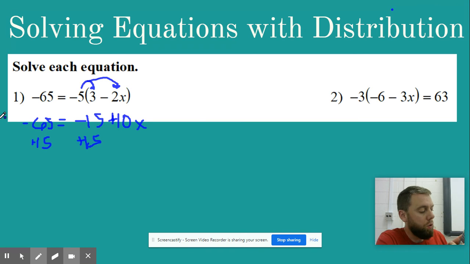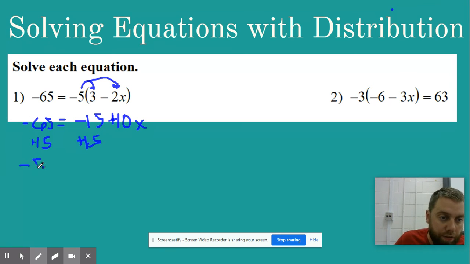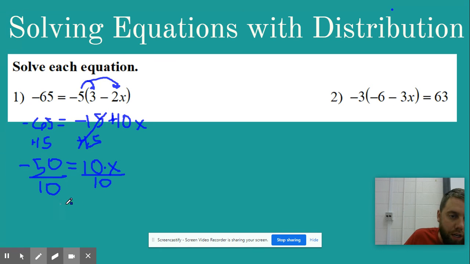We're going to do negative 65 plus 15, and of course that is negative 50. Negative 15 plus 15 cancels out, leaves us with just 10x. We're going to divide both sides by 10. We know we're going to divide because this is 10 times x, so we're going to divide using inverse operations. That leaves us with x, because our 10s cancel out, and negative 50 divided by 10 is negative 5.